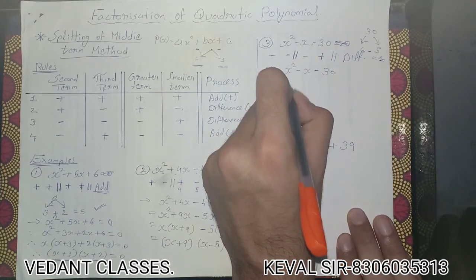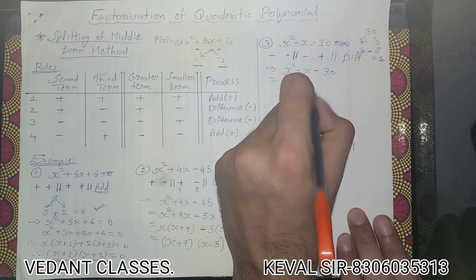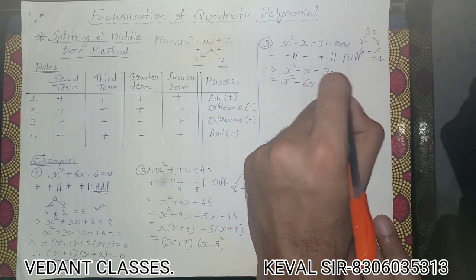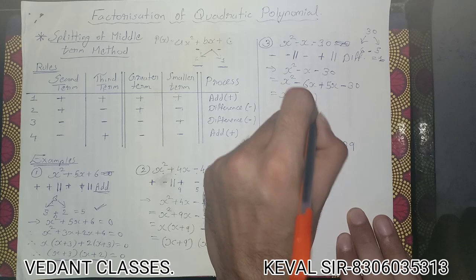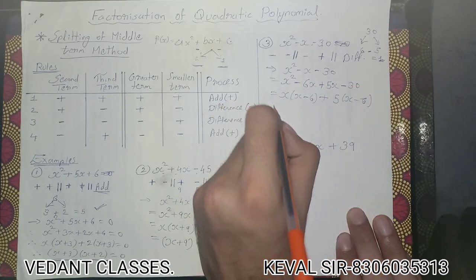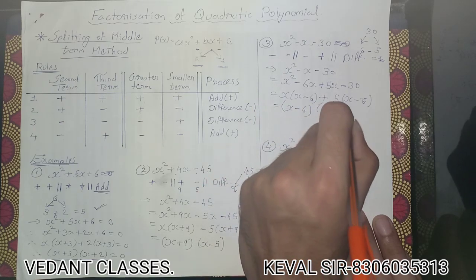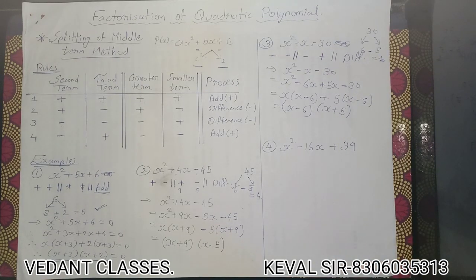So this will be equal to x square minus 6x plus 5x minus 30. So take x common, this will be x minus 6, and take plus 5 common, and this will be x minus 6. So this will be x minus 6, and this will be x plus 5. Okay, so these are your required factors.